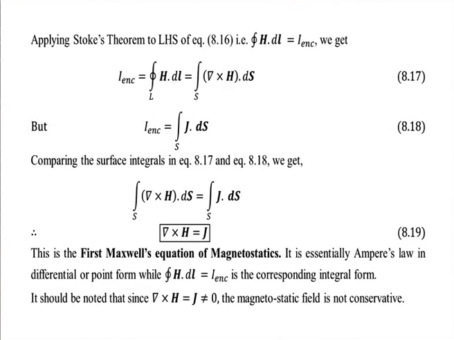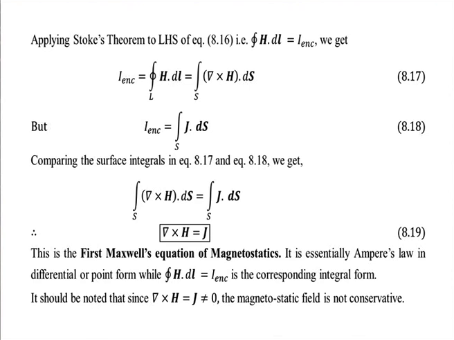Now applying Stokes' theorem to equation 8.16, we get equation 8.17, where the line integral has converted into a surface integral. But at the same time, I enclosed is also equal to the surface integral of J dot dS. If we compare equation 8.17 and 8.18, we get curl of H is equal to J. This is nothing but the first Maxwell's law of electromagnetics. It is the point form of Ampere's circuital law, while H dot dl over the closed path equal to I enclosed is the corresponding integral form.